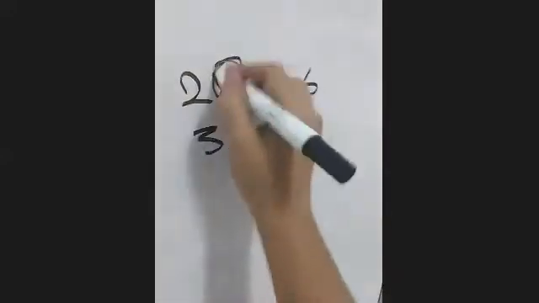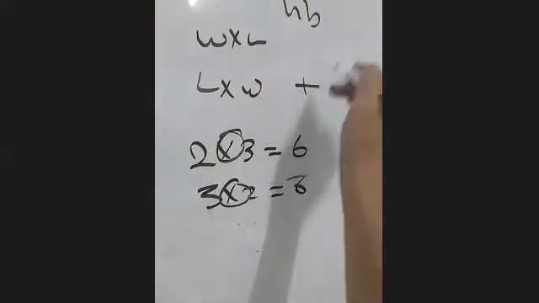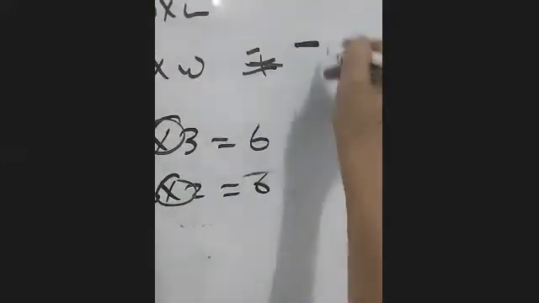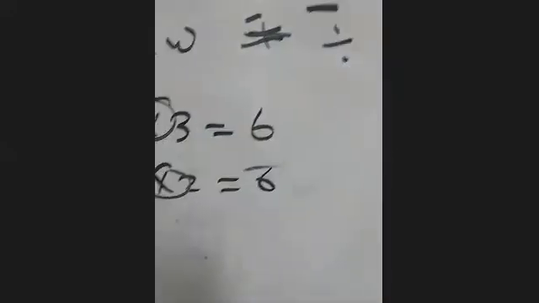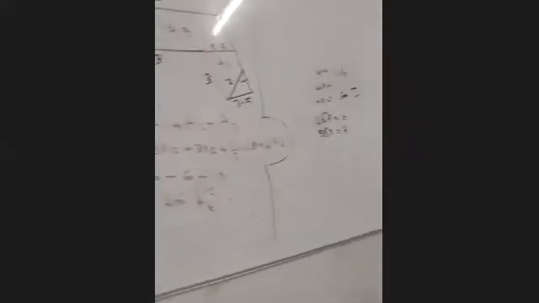So in multiplication, yes, length by width is the same as width by length, BH is the same as HB, whatever. In addition also the same. In subtraction and division, no, we cannot. Commutative, remember? Yes.